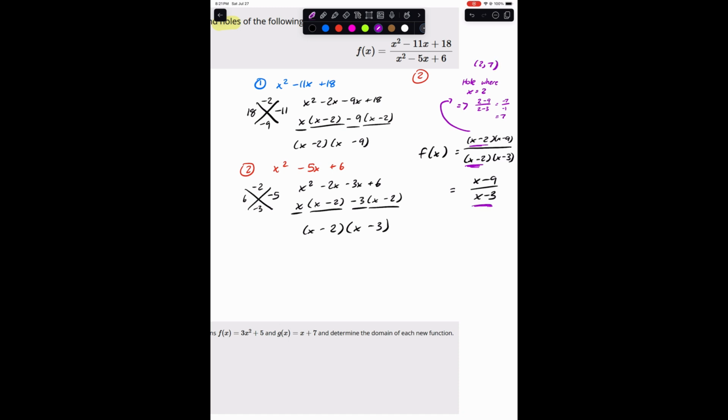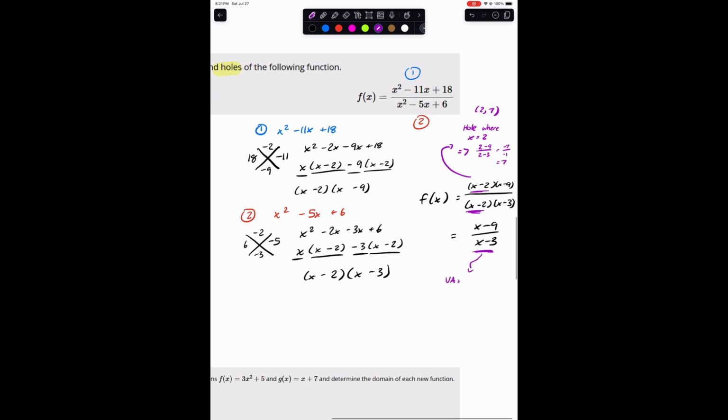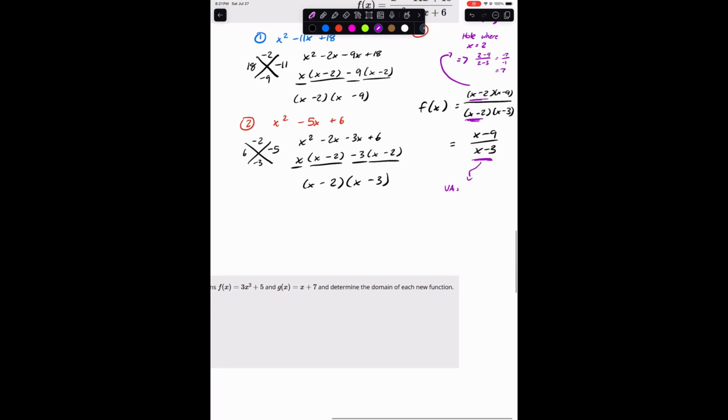Our asymptote here is just a vertical asymptote. So x minus 3 cannot be equal to 0. Actually, we're looking for the vertical asymptote, so we're going to set it equal to 0, and x equals 3. So the vertical asymptote is at x equals 3.